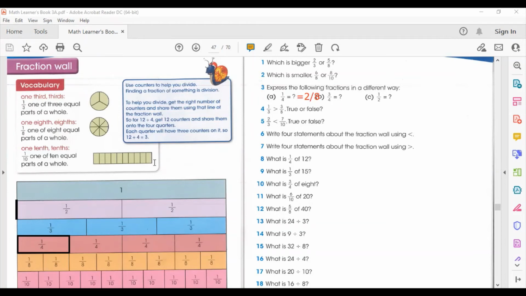Like this, 3 by 4. Where is 3 by 4 here? This is 1 by 4, 2 by 4, and this is 3 by 4. The same you can see here: 1, 2, 3, 4, 5, 6. 6 by 8. 3 by 4 equals 6 by 8. So we can write 6 by 8.